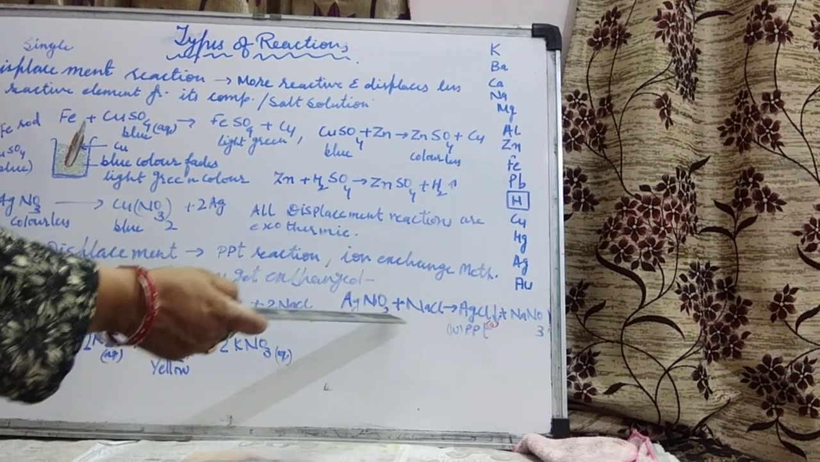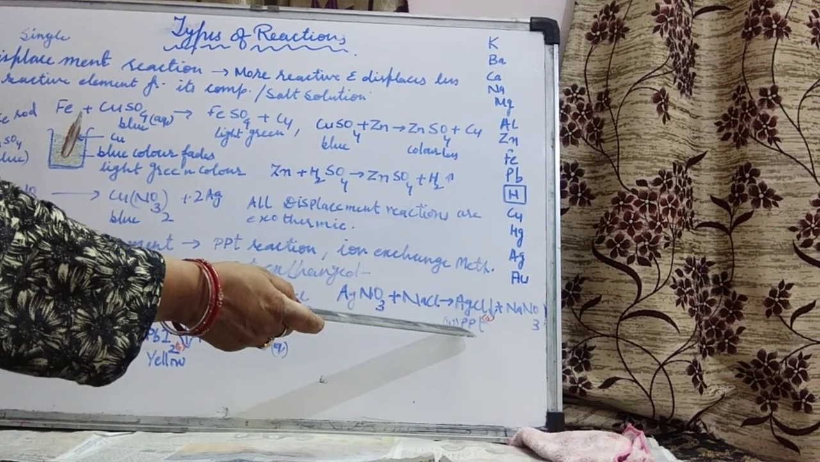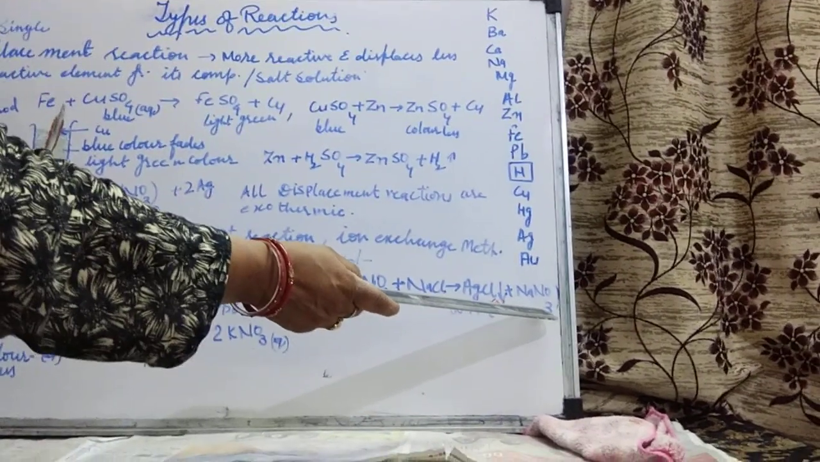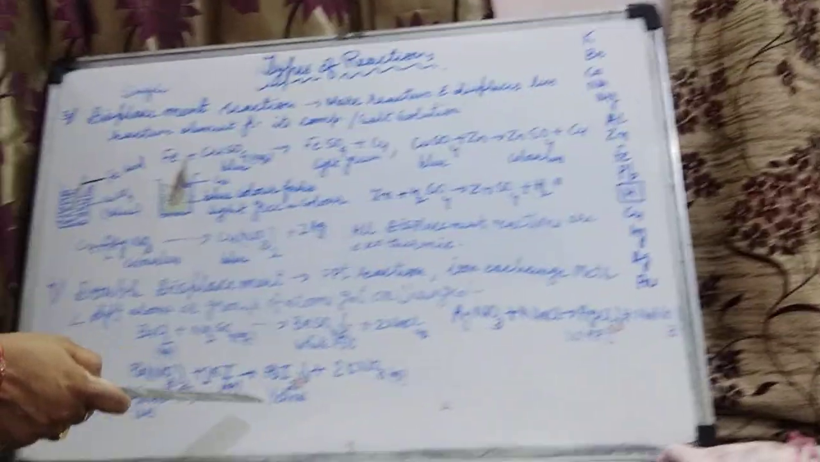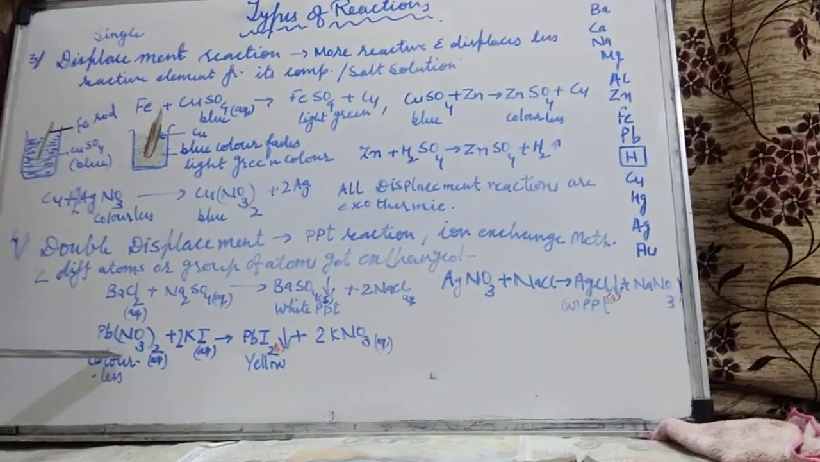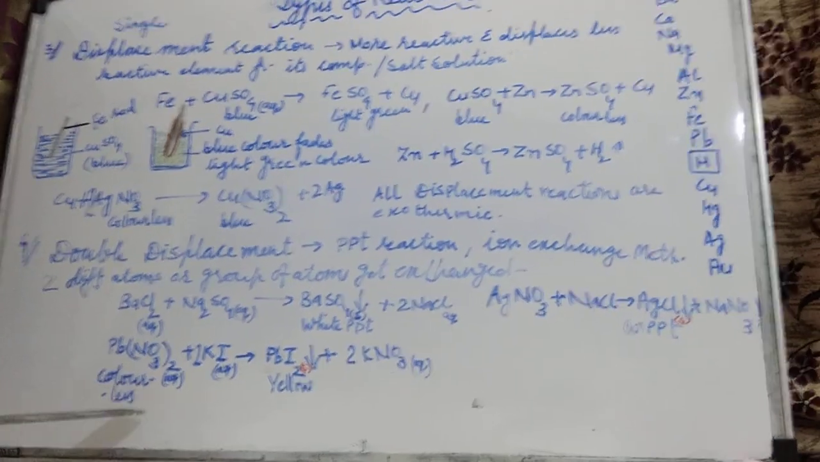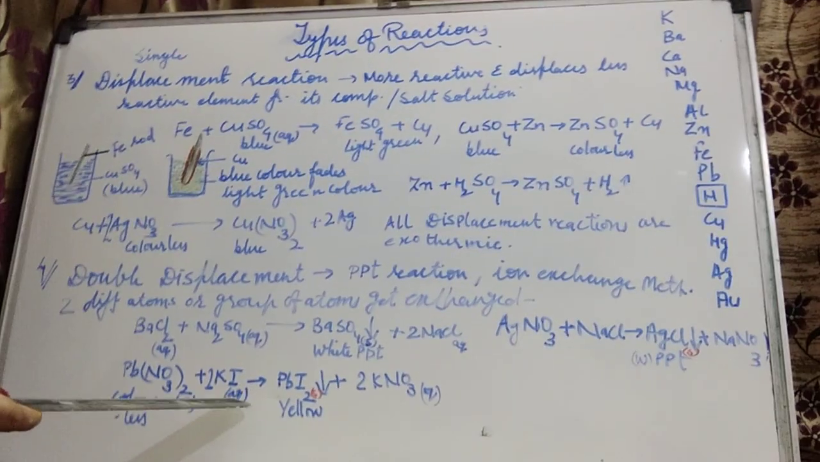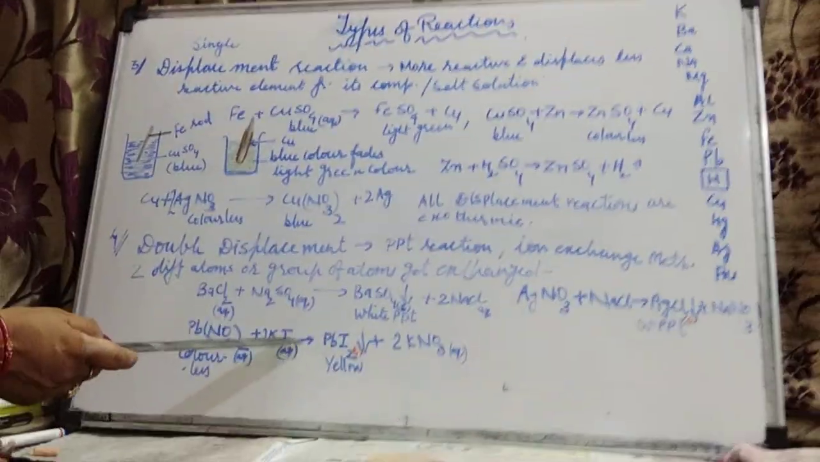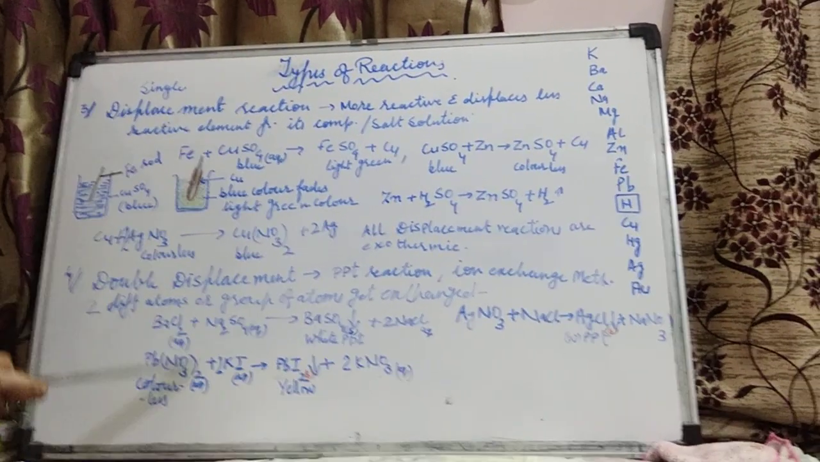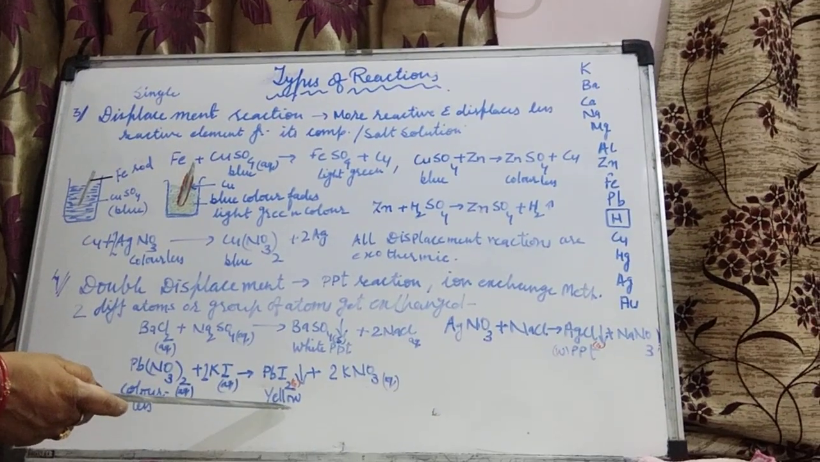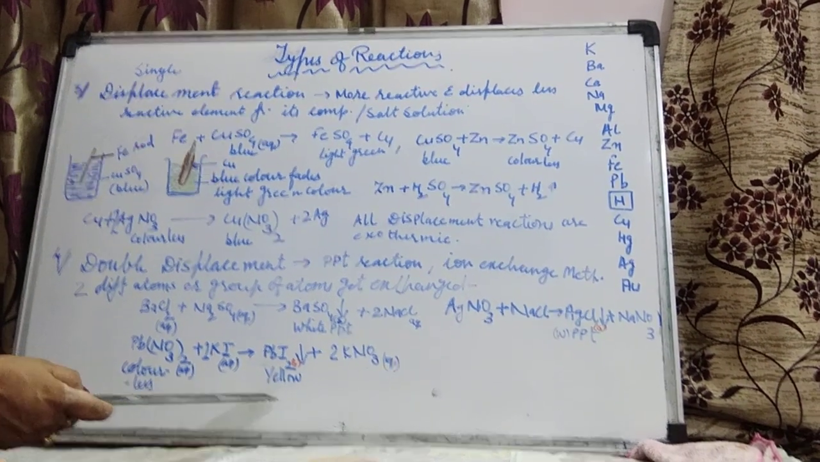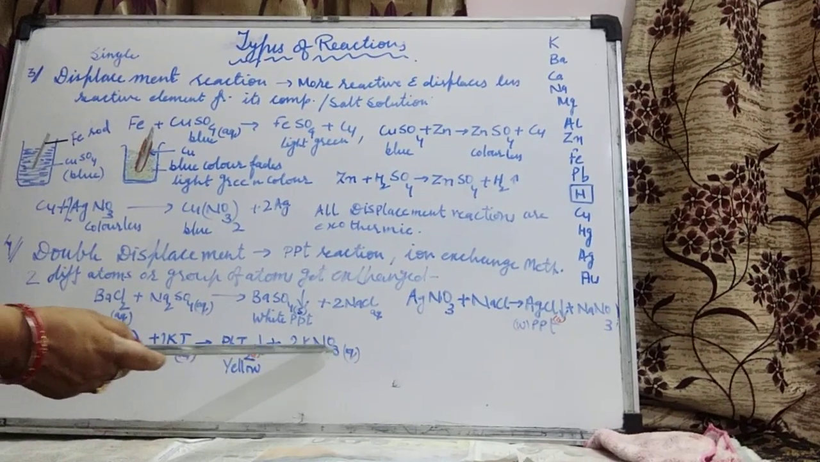But when these two are reacting together, we are getting white PPT of AgCl and NaNO3 is separating out. One more example, which is again a very common and important example, students: lead nitrate, which is a colorless aqueous solution, dissolved in water, when reacting with potassium iodide aqueous, KI, we are getting PPT of lead iodide, and the color of PPT here is yellow, and potassium nitrate.